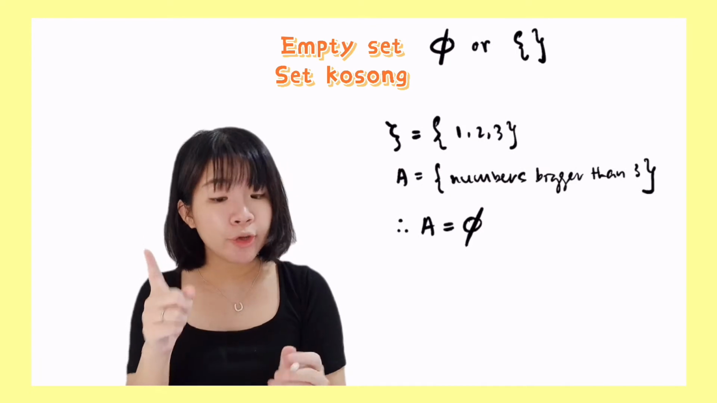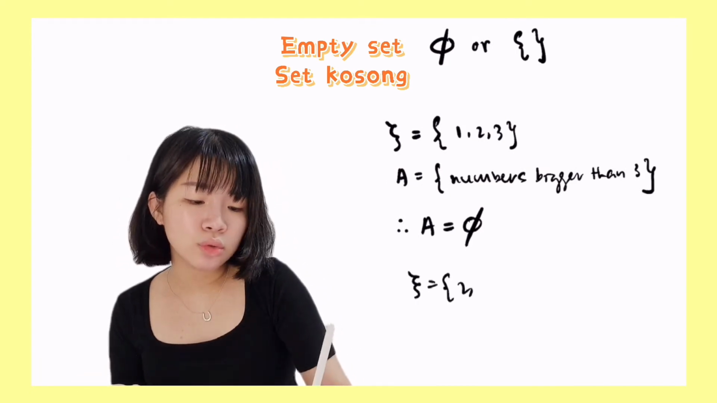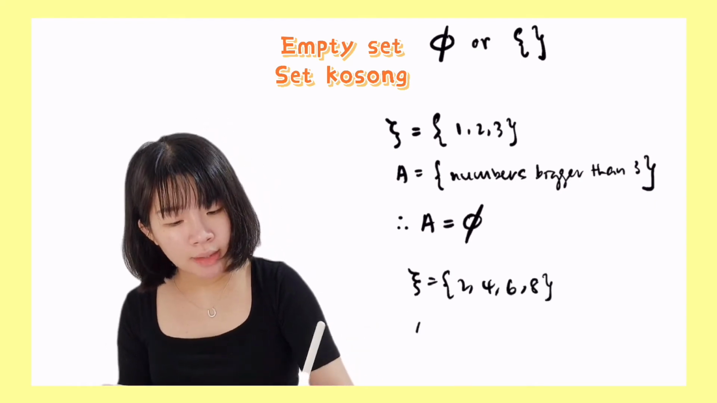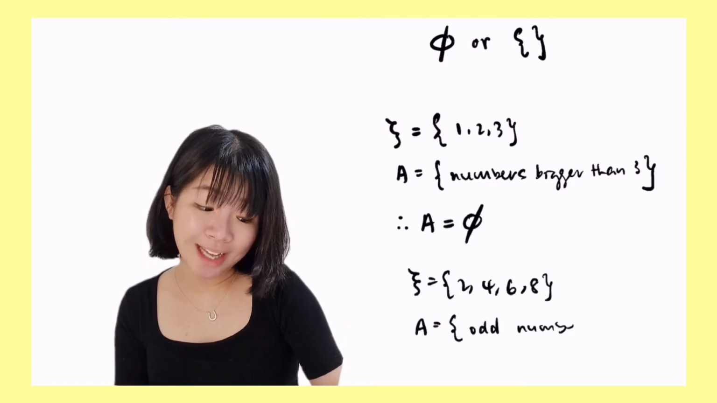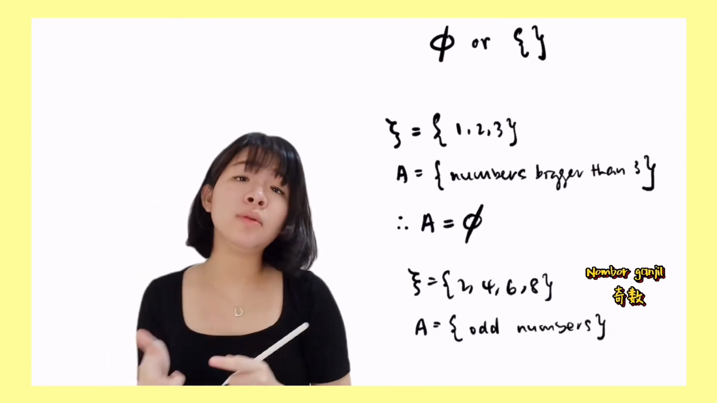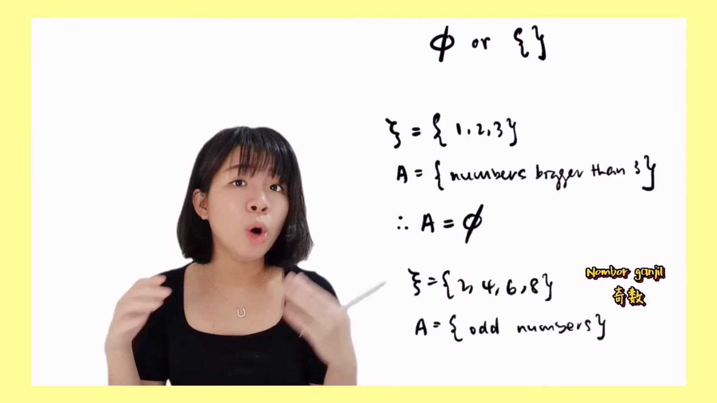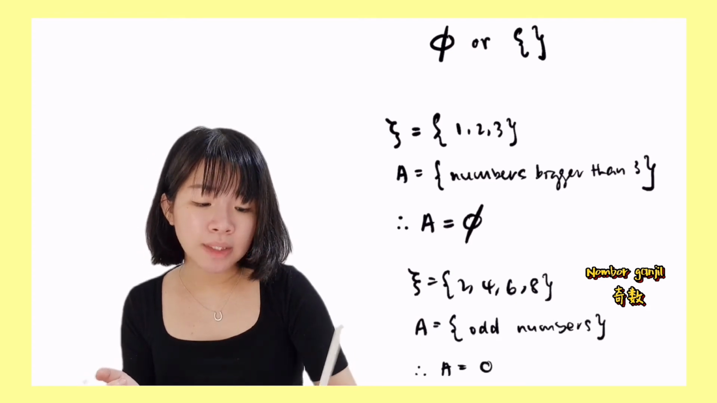Alright, one more example. Now if I tell you the universal set is 2, 4, 6 and 8, but I want set A to be odd numbers (nombor ganjil). Okay, so look at this universal set. Is there any odd number? We have 2, 4, 6, 8 only. So there's no odd number at all. So we say that A is the empty set.